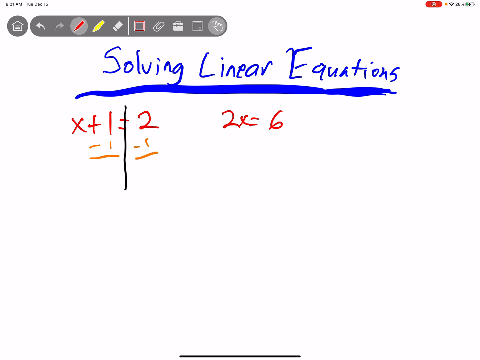1 minus 1 gives me 0. I'm just left with x. And then 2 minus 1 is 1. And x equals 1, which makes sense because if x is 1, then 1 plus 1 equals 2.